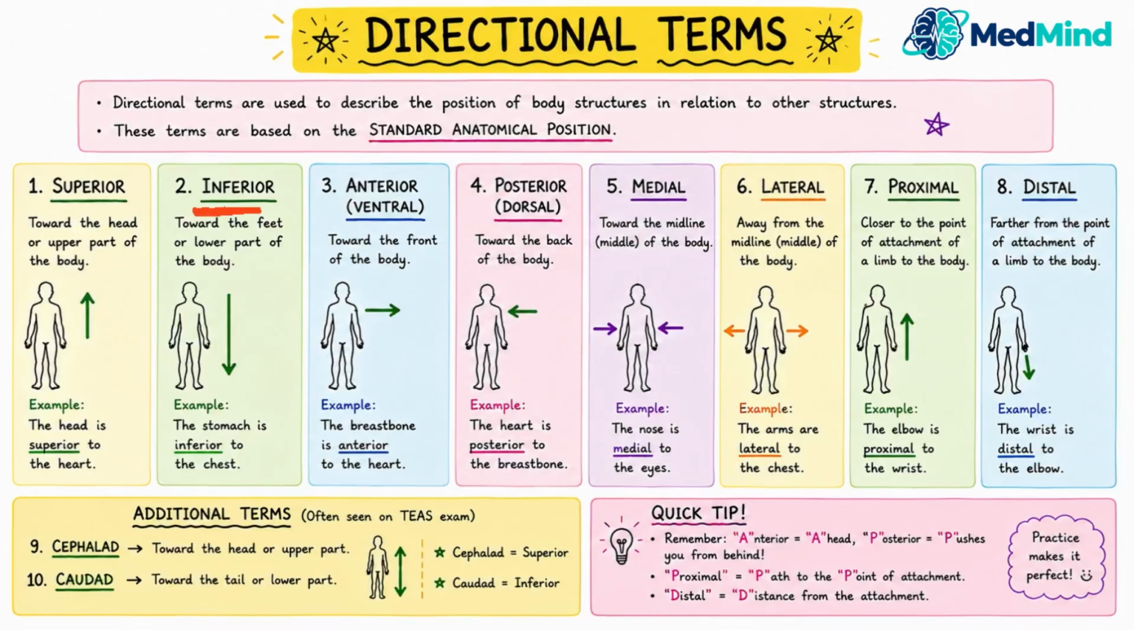The next one is inferior. Inferior means towards the feet or towards the lower part of your body. It's like the opposite of superior. For example, the stomach is inferior to the heart because it's located below the heart. Your knees are inferior to your hip.